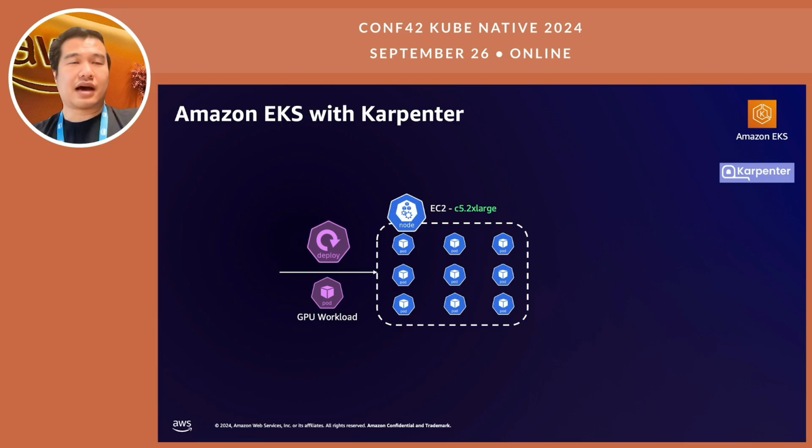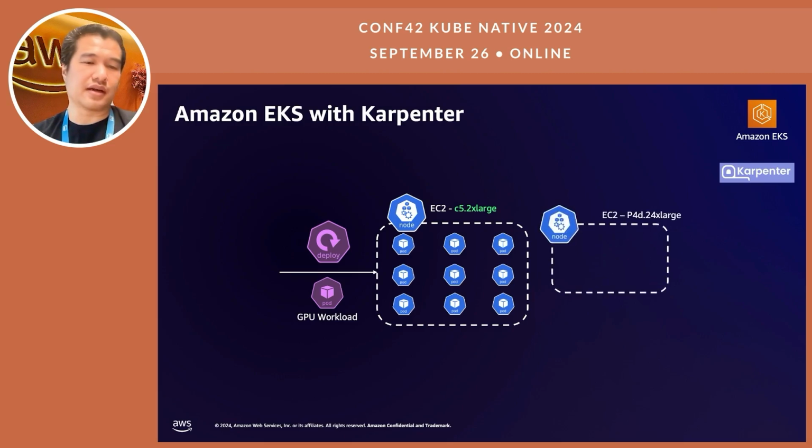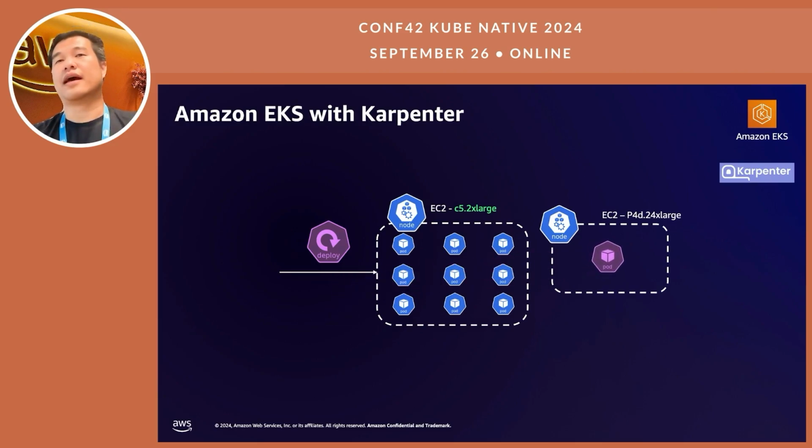How about now we have the GPU workload? Now if we configure the Karpenter configuration correctly, Karpenter can spin up a new node which supports the GPU workload automatically, and you don't need to do anything. You just configure it in the node pool configuration, which we will go through in a couple of slides. So here, the new workload can just be scheduled on the new instance that comes up from Karpenter.